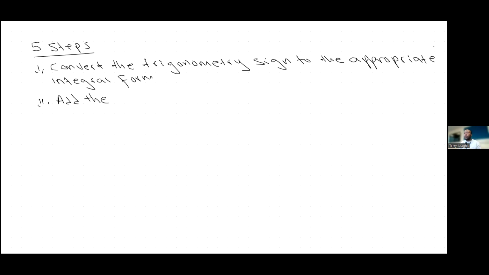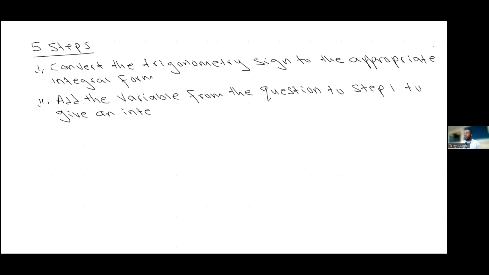So you have to add the variable from the question to step one to give an integrated trigonometry function and variable in the brackets.